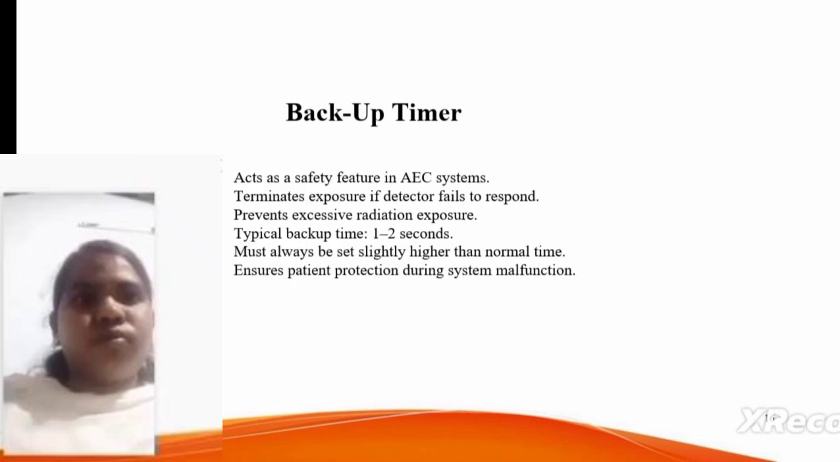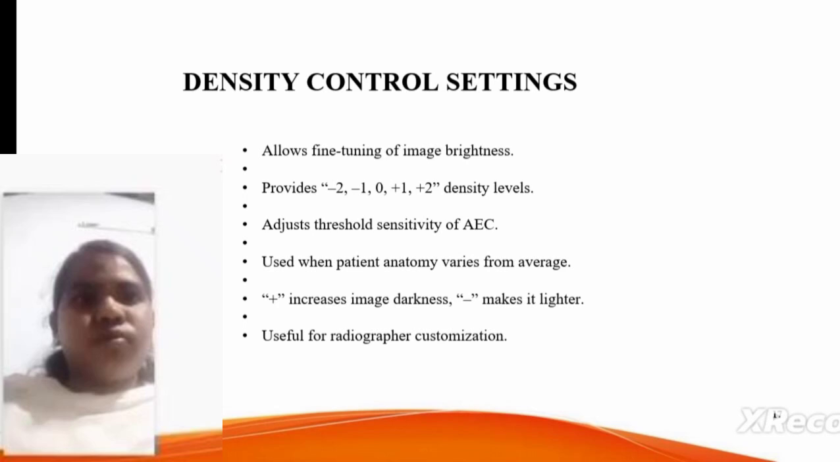Backup timer. The backup timer acts as a safety feature of automatic exposure control systems. It terminates exposure if the detector fails to respond. It prevents excessive radiation exposure. Typically the backup time is 1 to 2 seconds. It must always be set slightly higher than the normal time. It ensures patient protection during system malfunctions.